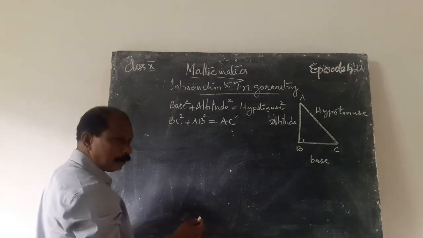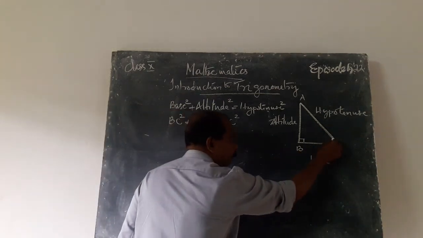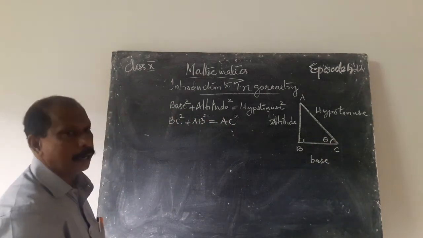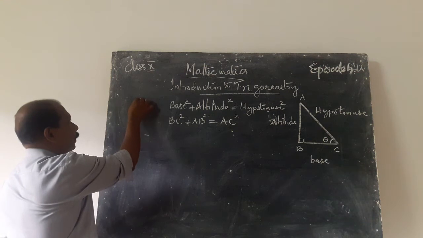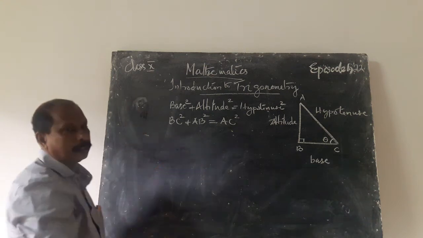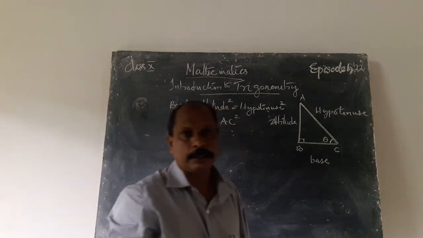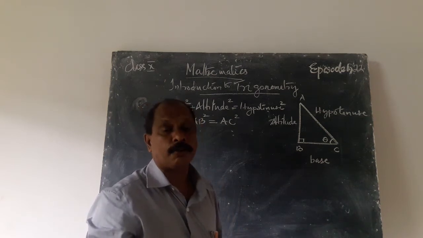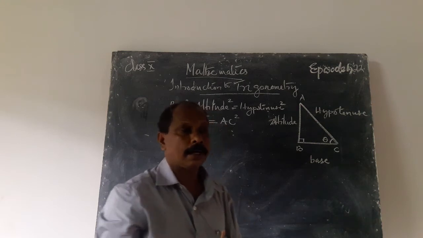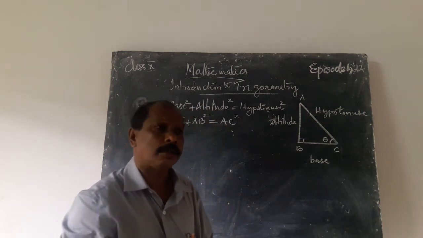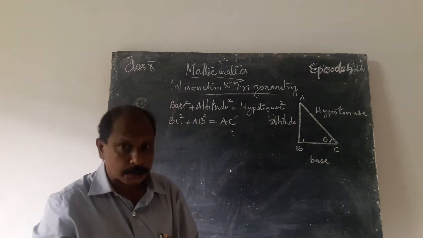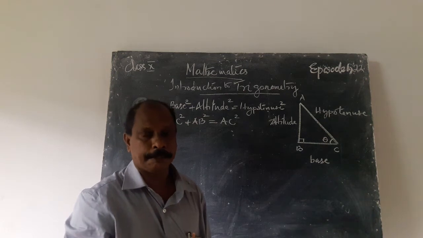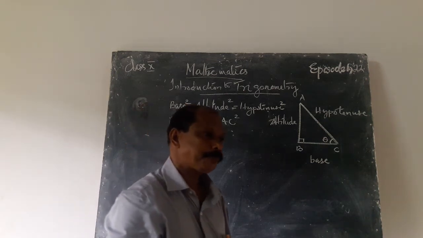Then consider the angle at C, that is theta. That is the notation for angle, theta. Theta is like this. The notation for the angle can be theta, alpha, beta, ABC, etc. Therefore, let us assume that the angle at C is theta, that is an acute angle because it is less than 90. Not equal to 90, it is less than 90.